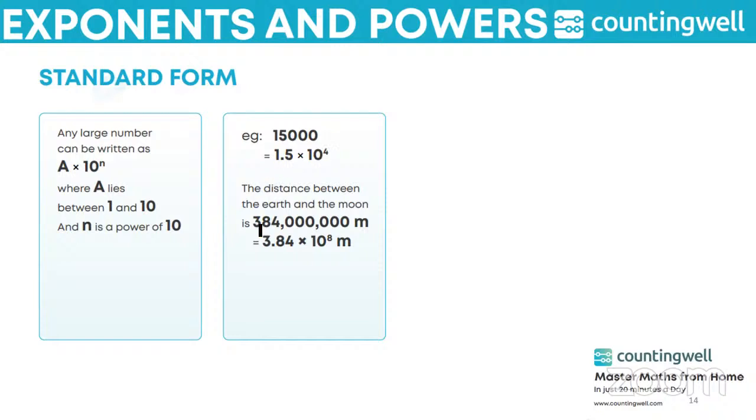For example, there is a large number, the distance between the earth and the moon. We have 5 zeros after 384. And since the number a should lie between 1 and 10, we place the decimal point here, and then we take the number of places after the digit 3 as the power of 10. So we have 8 numbers after the digit 3. So we write it as 3.84 into 10 raised to 8.